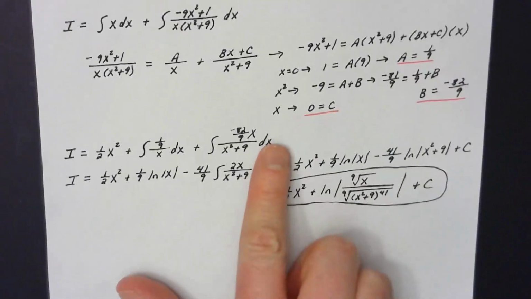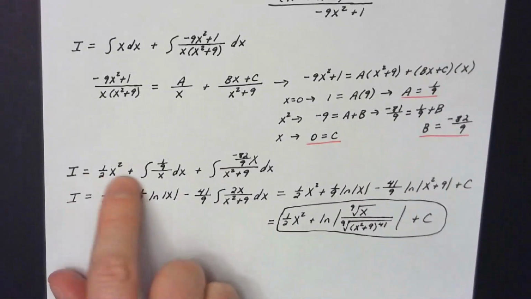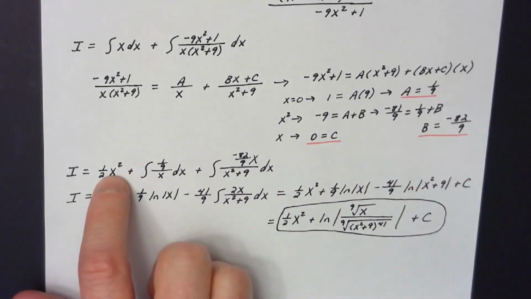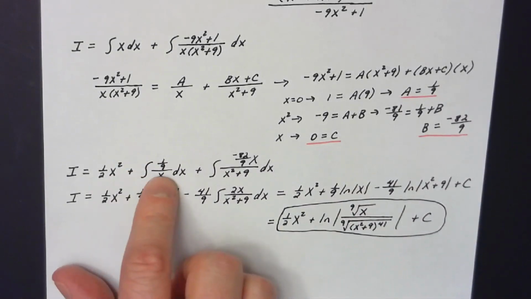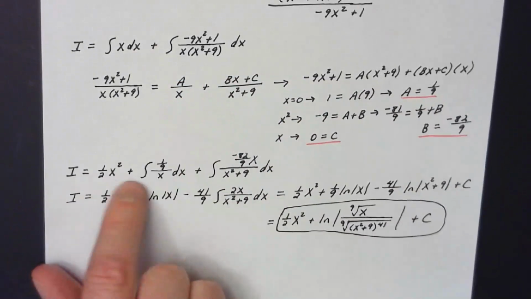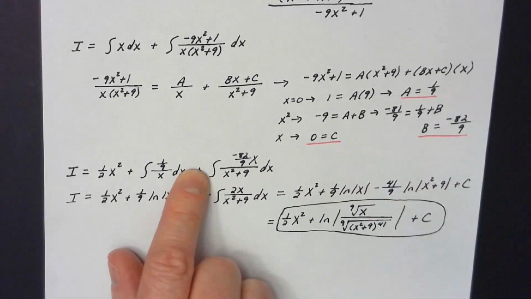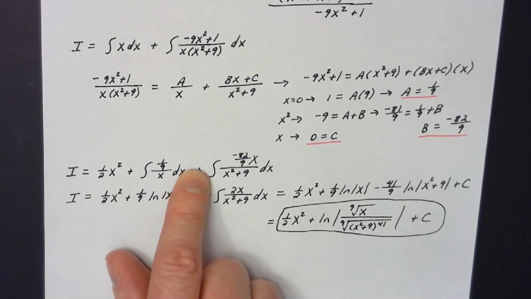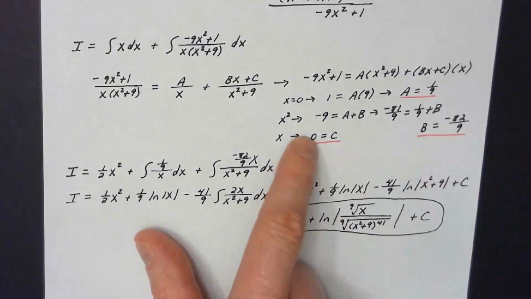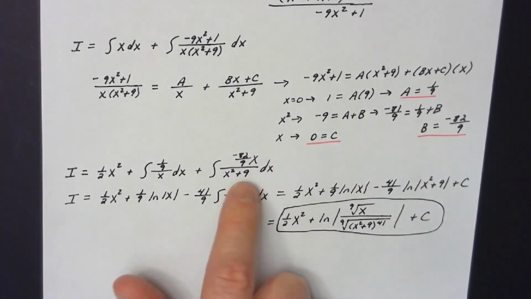I can come down here, the original integral, I've went ahead and solved the first part. The integral of x dx is 1/2 x squared, of course, plus I have a over x, well, that's my 1/9 over x, plus bx plus c over x squared plus 9. So I get negative 82 over 9x plus, again, c is 0, so I don't have to worry about that.